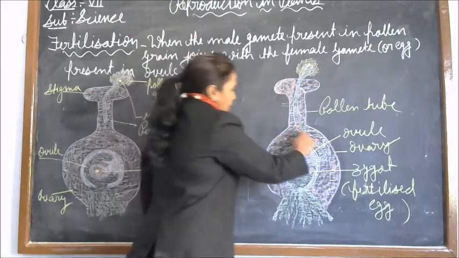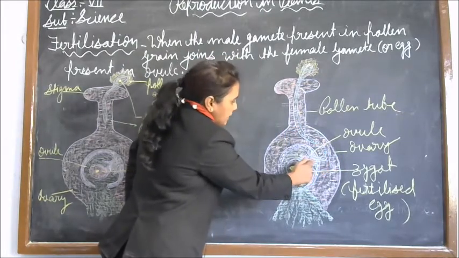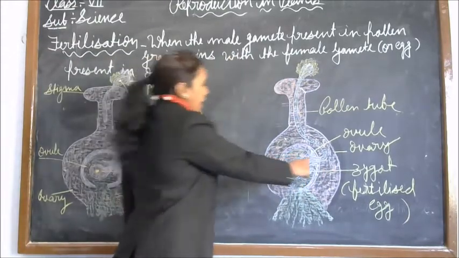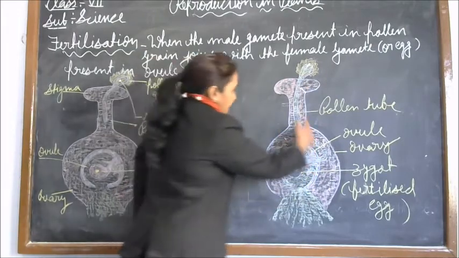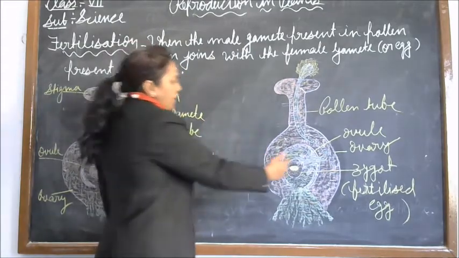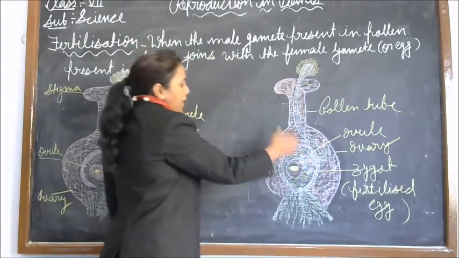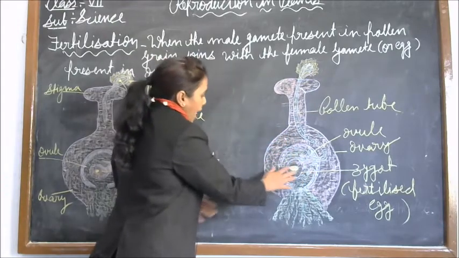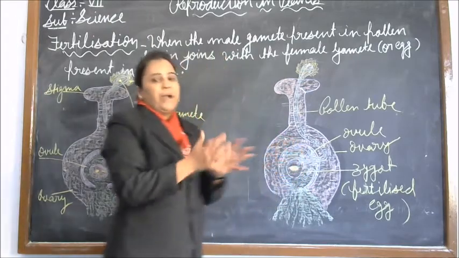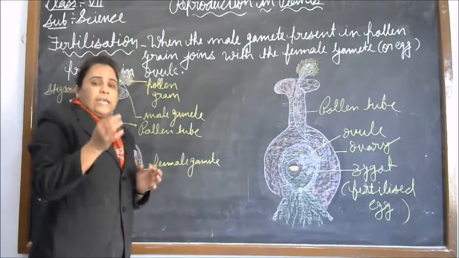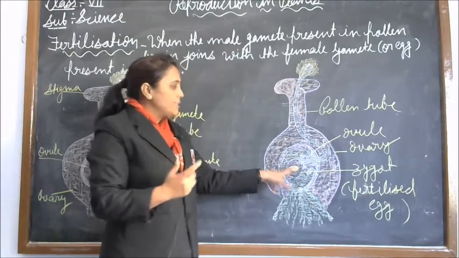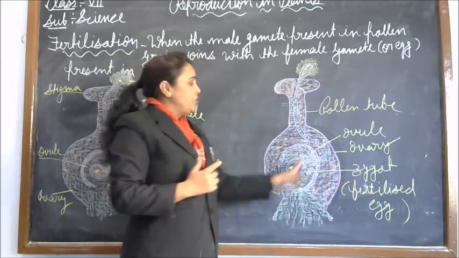Now students, the tip of this pollen tube bursts open, and the male gamete is released, or you can say comes out of the pollen tube. In the ovary, the male and female gametes fuse or combine together and form a single cell structure called the zygote.